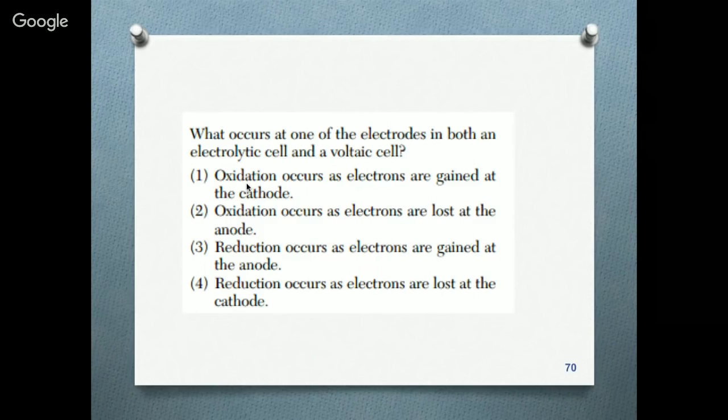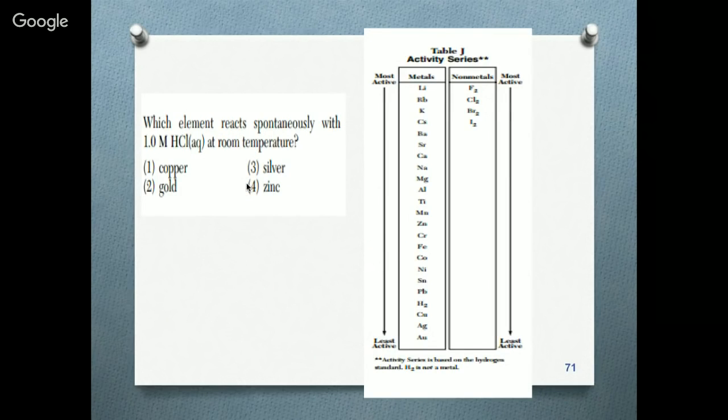What occurs at the electrodes in both the electrolytic and voltaic cell? We have An Ox, Red Cat, and we need to know that oxidation is, use your other acronyms, LEO GER. So oxidation occurs at the anode as electrons are lost, choice 2. Which one reacts spontaneously with H? You're just looking for anything above H.